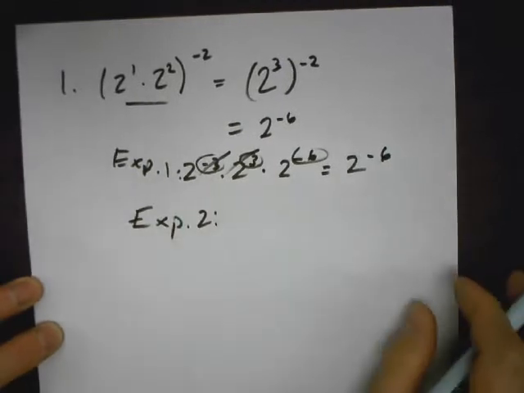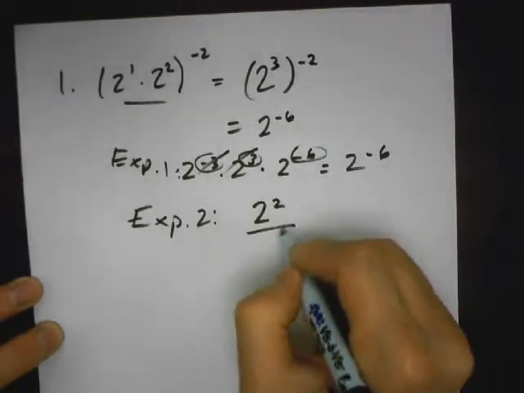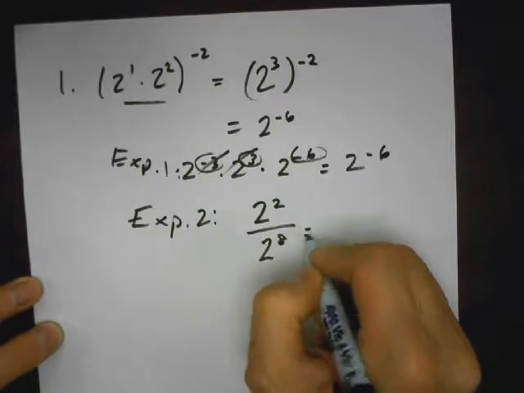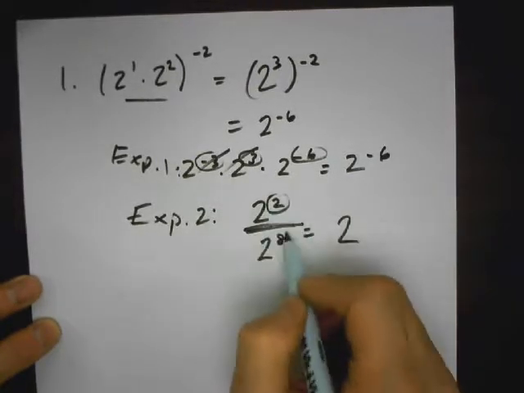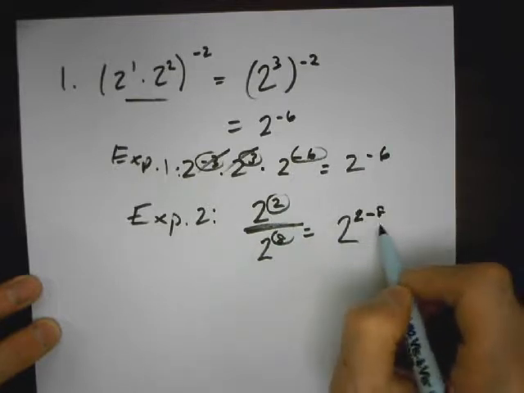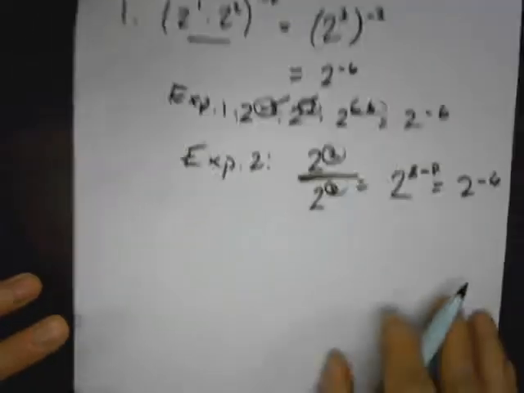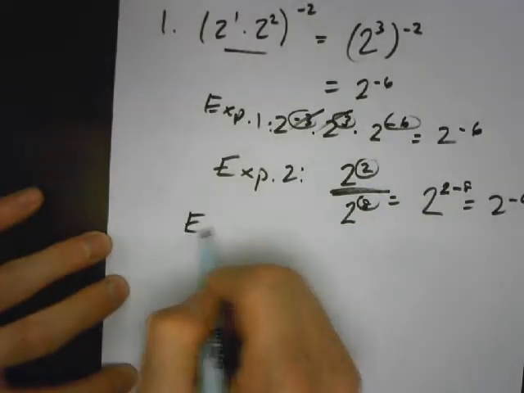Expression 2. Expression 2 has 2 to the second power divided by, or over, 2 to the 8th power. Copy the base. This is where we subtract the exponents. Top minus bottom. Top minus bottom. That's the same as our original expression. Expression 3.